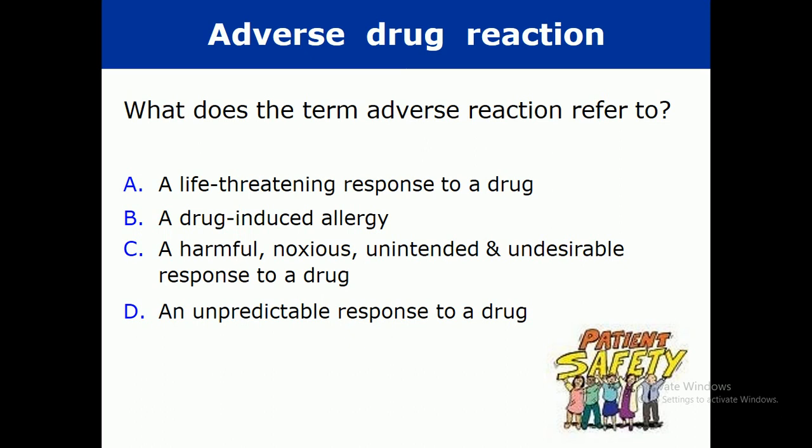The first one is adverse drug reaction is a life-threatening response to a drug. The second one is a drug-induced allergy. The third one is a harmful, noxious, or unintended, you can say undesirable, and unpredictable response to a drug. And this sometimes occurs due to overdosing. So it means that we should use all kinds of medicines, or drugs, with precautions.